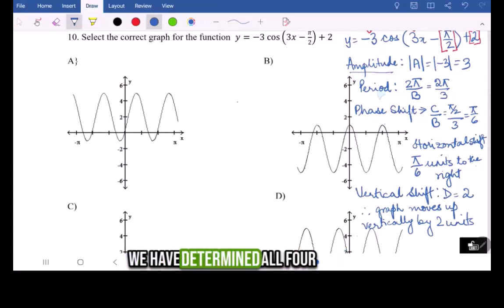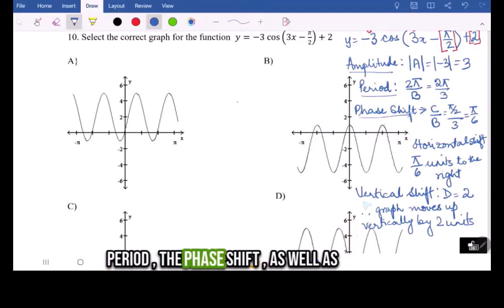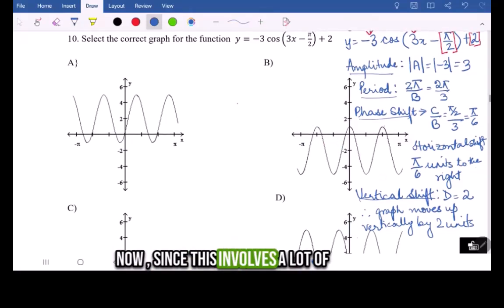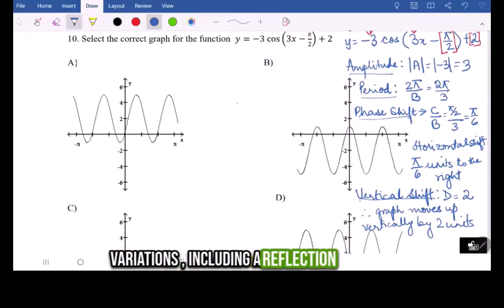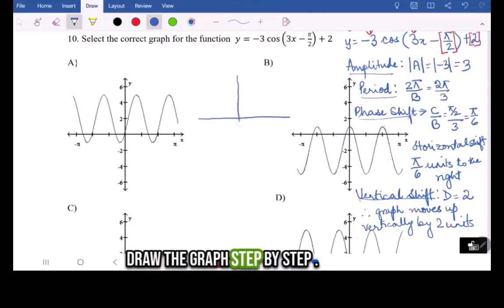So now that we have determined all 4 transformations, the amplitude, the period, the phase shift, as well as the vertical shift, we will have to go ahead and select the correct graph that matches the function. Since this involves all of the variations, including a reflection that is determined by the negative sign before the function, it's easier to first draw a graph ourselves and then match it to one of the choices. All right. So let's just draw the graph step by step.